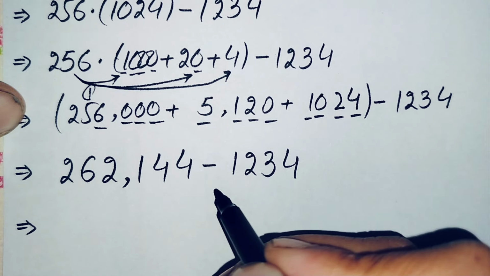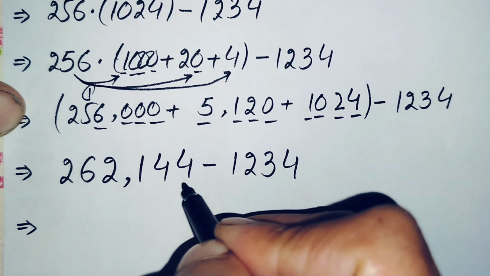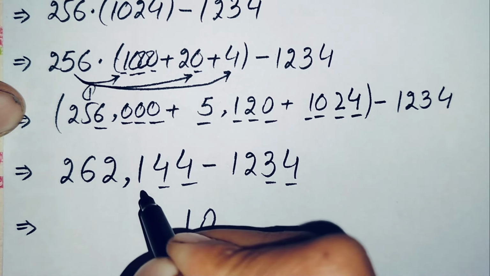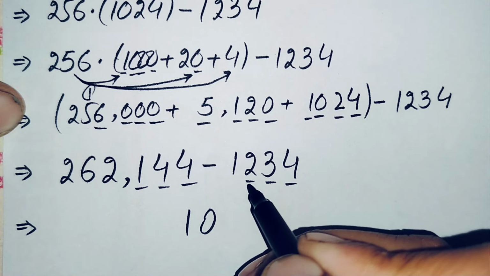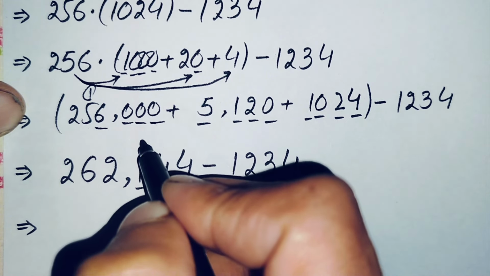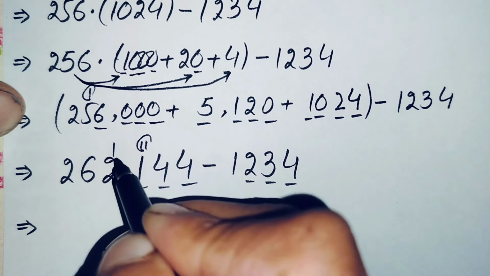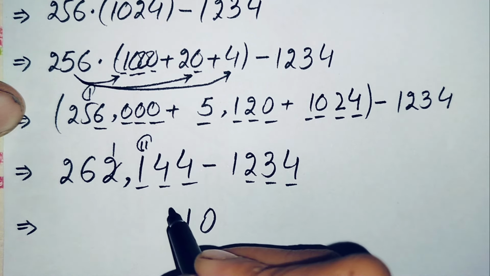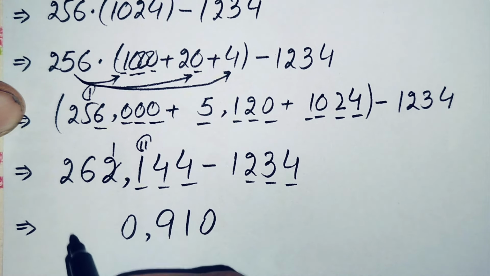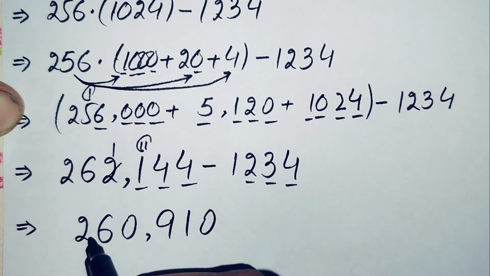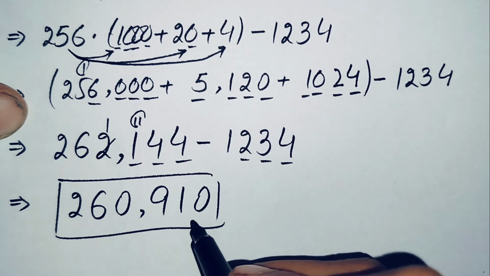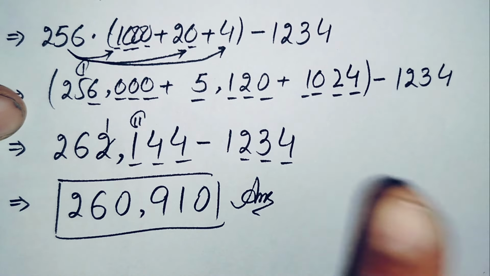To subtract these two numbers, again we will start from the ones position. So 4 minus 4 is 0, 4 minus 3 is 1. Now 1 minus 2 is not possible, so what we'll do here? We will borrow 10 from this number to this one. So this will become 11, and this will become 1. Now 11 minus 2 is simply 9. Now this is 1, so 1 minus 1 is 0. And there are 2 digits left, which are 6 and 2. So finally 260,910 is our answer.